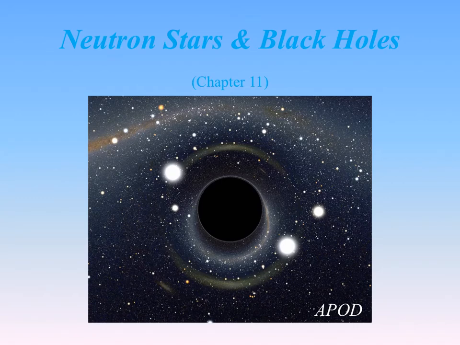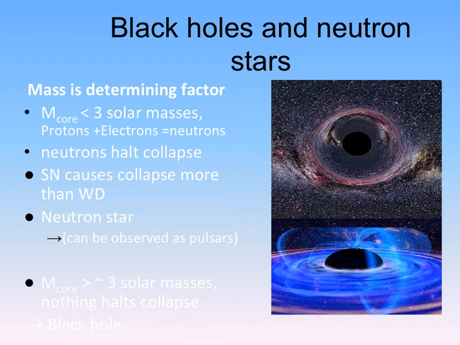Hey kiddos, this is your final notes video on the evolution of massive stars, which can form both neutron stars and black holes. As we've already seen, mass is the determining factor for what sort of star you end up with. Mass is also the determining factor for how those stars evolve.